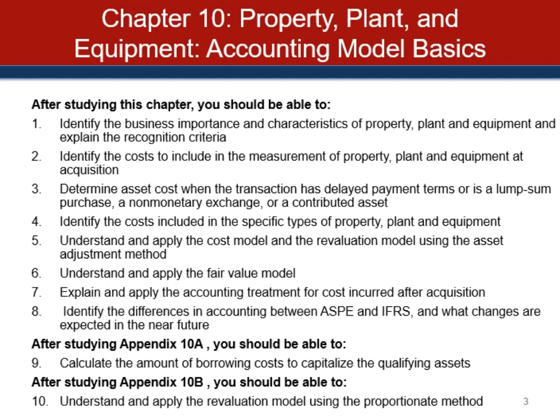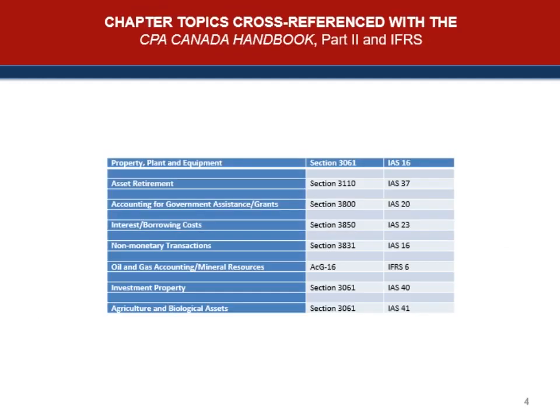There are two appendices to this chapter, so if you're interested in the borrowing cost to capitalize qualifying assets, that's in Appendix 10A, and the revaluation model using the proportionate method is discussed in Appendix 10B. I'll leave those for you. Some relevant references in the handbook are listed here. So there are a few different sections in the ASPE standards and a few different standards in the IFRS standards as well.